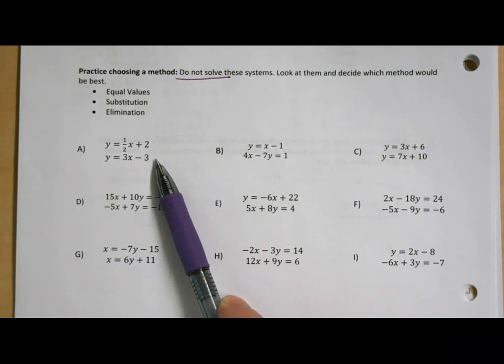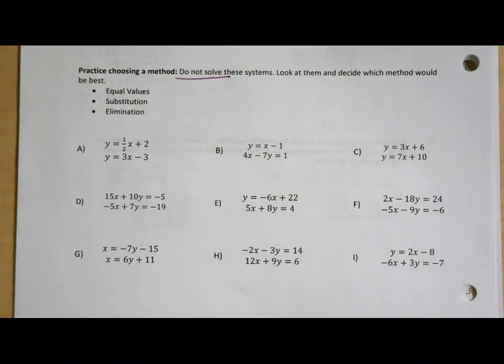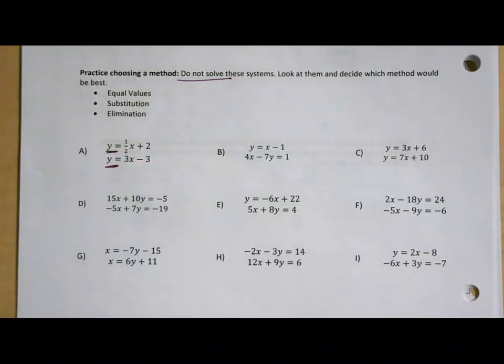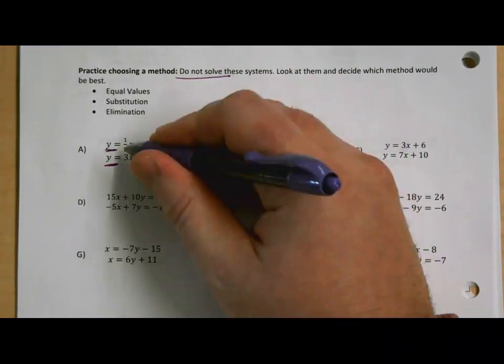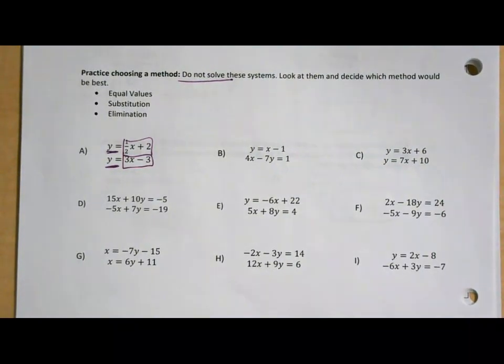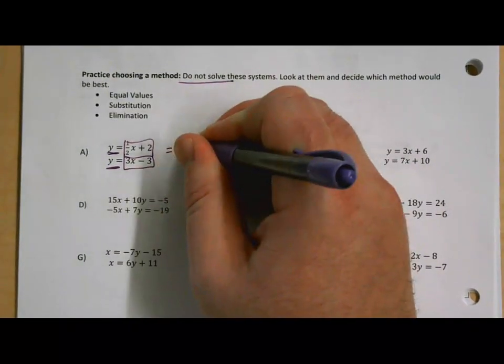This would be an equal values problem, for sure. How do we know it? What do we recognize about this problem? You've got 2 equations that both say either y equals or x equals. That's when you do equal values. That's when we know we can take this thing and stick it equal to this thing, put those 2 things in our equation with an equal sign in between. This is an equal values problem.